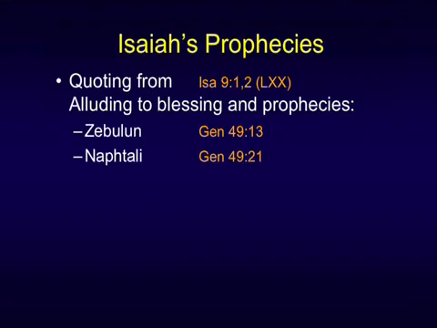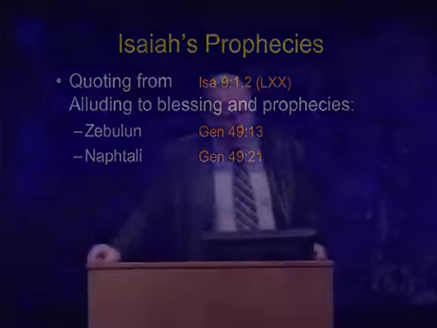He's pointing to Zebulun and Naphtali. And both of those come from the prophecies of Jacob in Genesis 49, like we quoted earlier on the other one. Genesis 49, verse 13, talks about Zebulun. Genesis 49, verse 21. This is the region that Jesus' ministry is in. This is where the Messiah is really making his beginning.